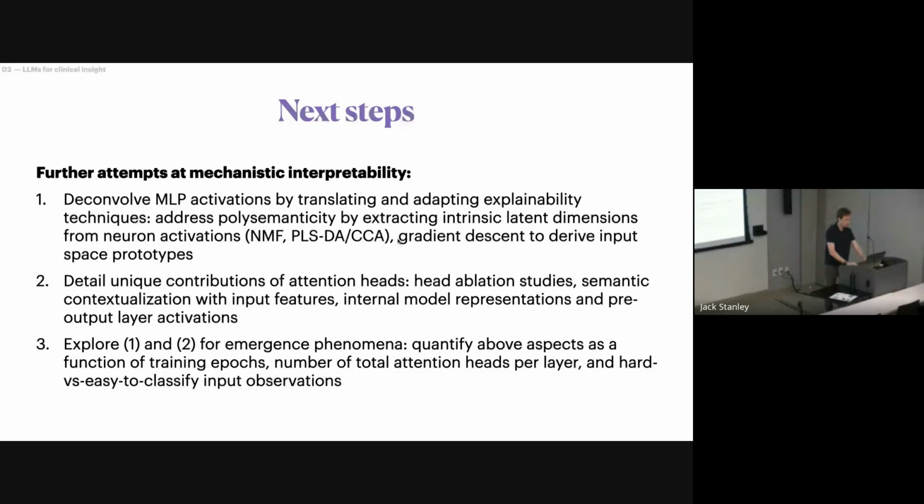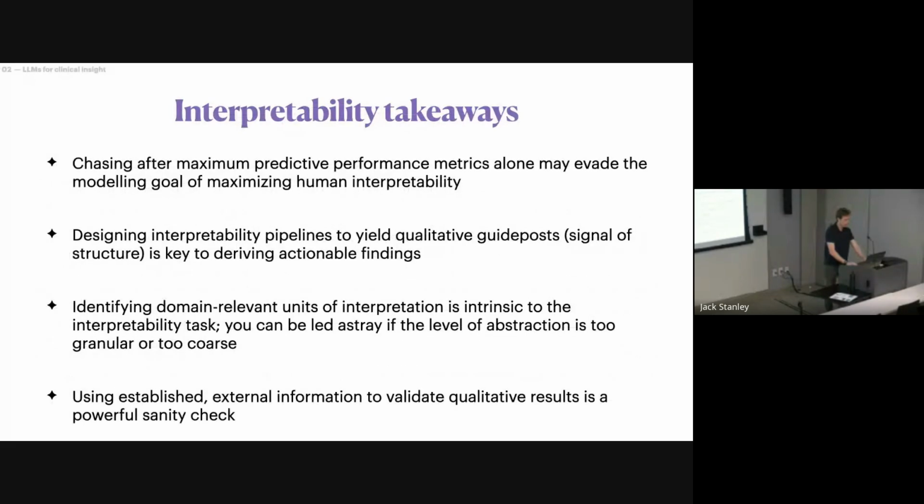easy to identify. And just this final slide here on some takeaways for interpretability more generally. The idea that maybe chasing after maximum predictive performance metrics early on in the interpretation process might make it much more difficult to actually maximize the human interpretability. And designing these interpretability pipelines to yield qualitative guideposts, right? This signal structure idea.